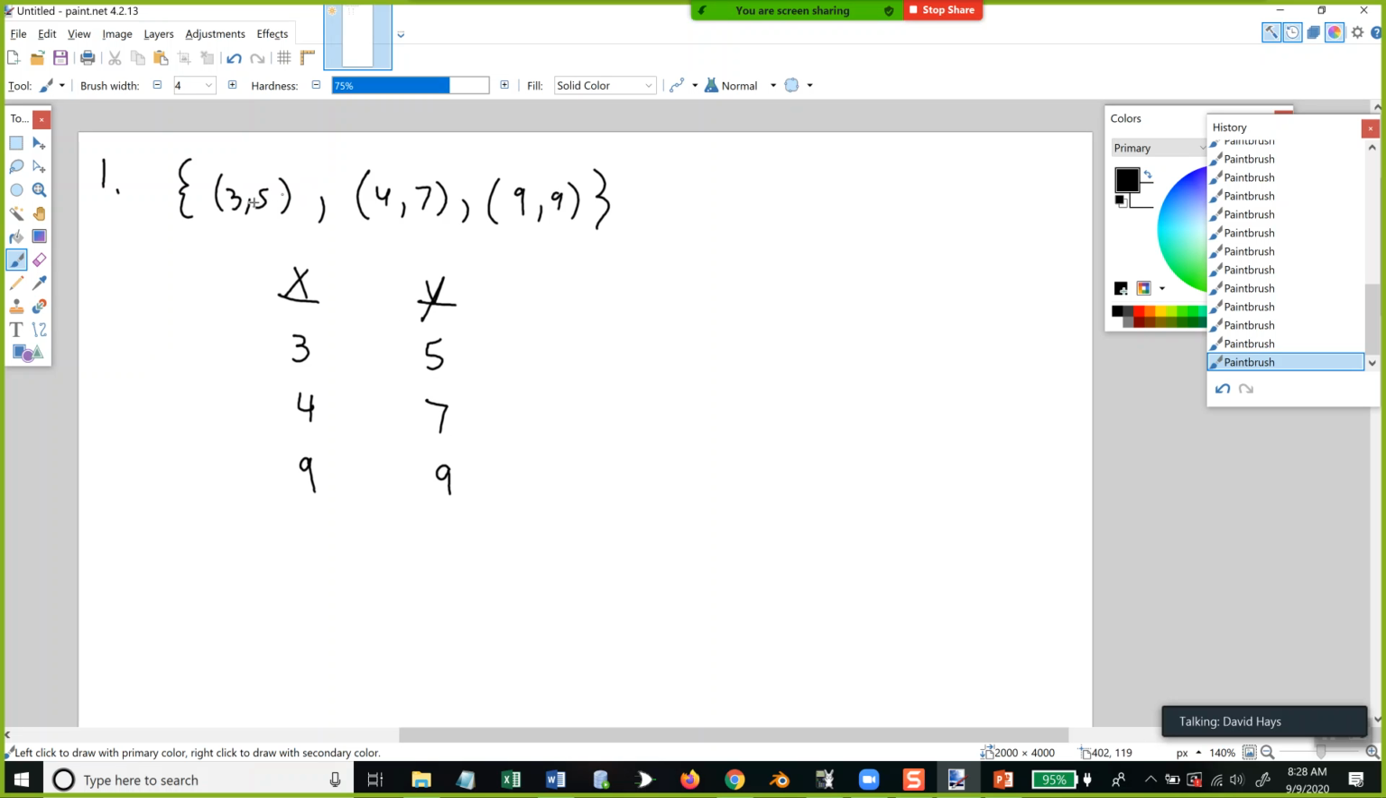Now this one maps 3 to 5, so I draw a line between them. This one maps 4 to 7, so I draw a line between them. This one maps 9 to 9, so I draw a line between them. Now our definition said for every x there's only one y. And you notice out of each x value there's only one line coming out of each one. That would tell us that yes, this one is a function.